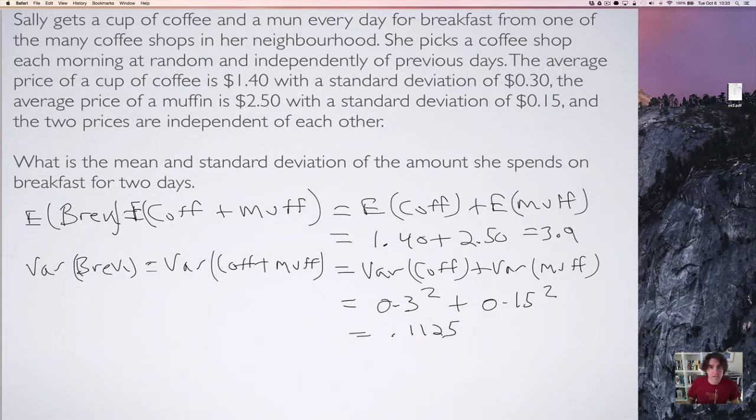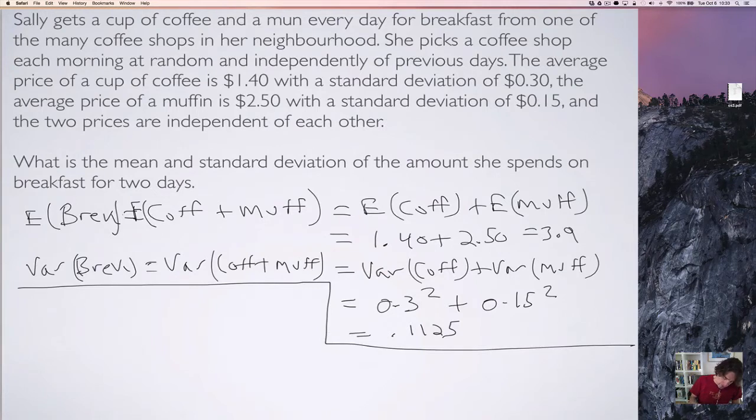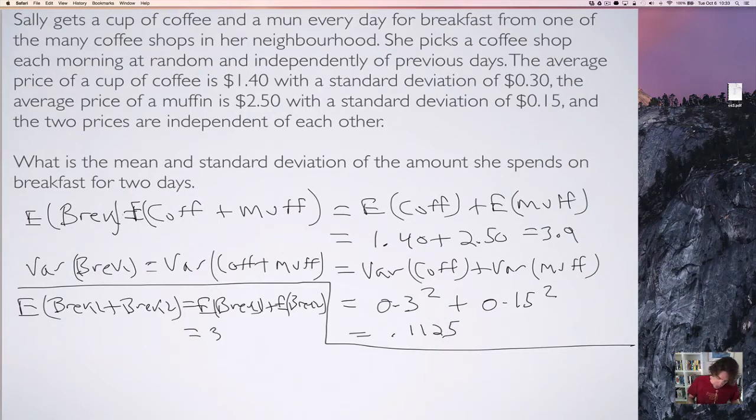Now we want the expected value for 2 days. So the expected value of, let's say, breakfast 1 plus breakfast 2 is just the expected value of breakfast 1 plus the expected value of breakfast 2, and that's equal to 3.9 plus 3.9.